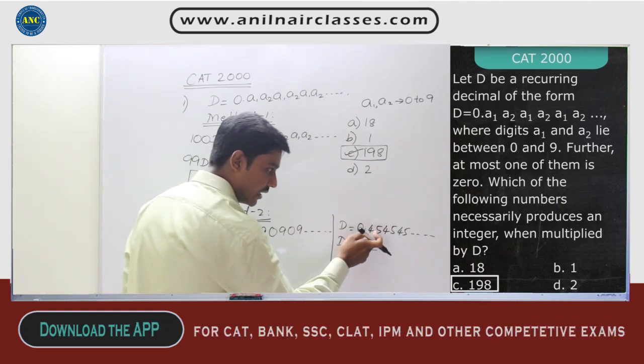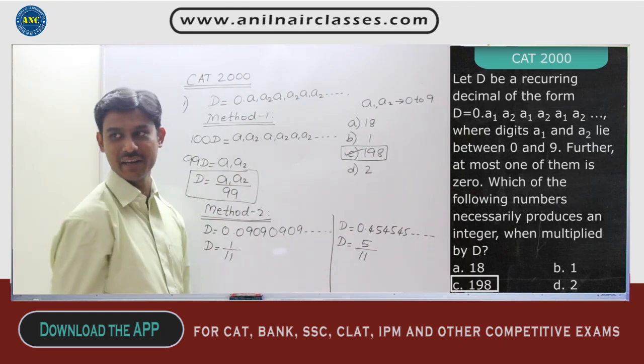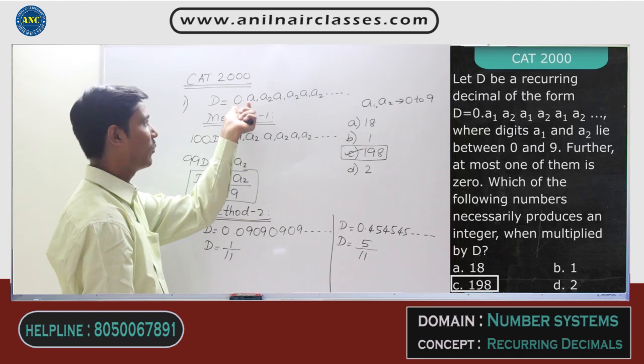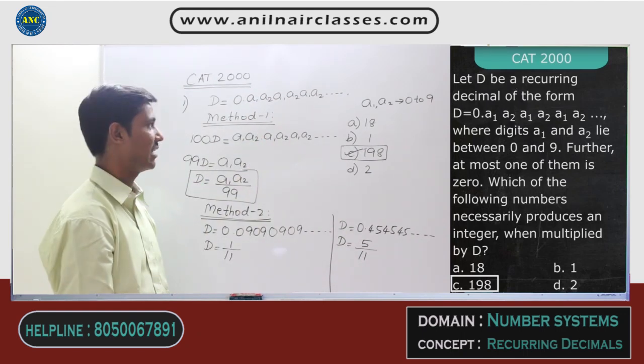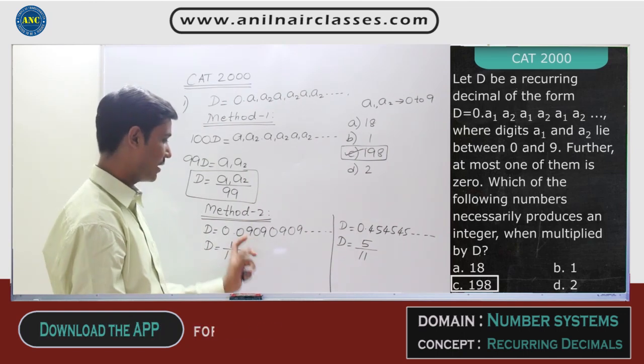Both of them also need not be 0, but both of them cannot become 0. That is what the meaning of at most is, right? That means a1, a2 you cannot put as 0, 0. If you put 0, 0 for a1, a2, the number becomes 0. You cannot multiply the 0 with anything, because 0 multiplied by any number will always become 0. Idea clear? So please write down this method.